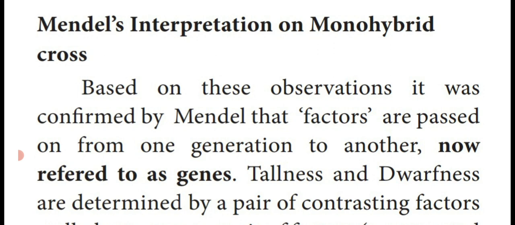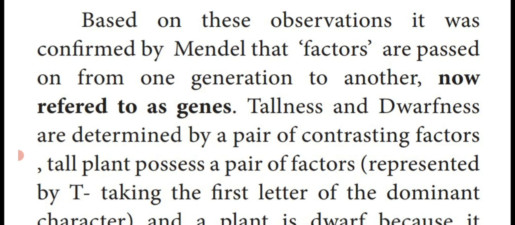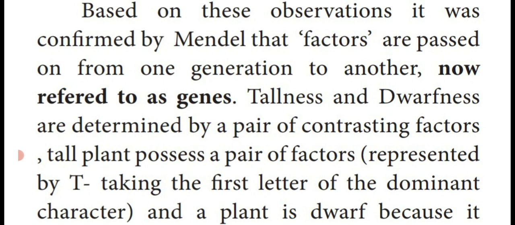Now these factors only known as genes. In the Mendel period, he has named as factor only, he didn't give the name genes. But in the modern genetics, the scientists, they have given the name as genes. These genes only are determining the height of a plant, whether it is tallness or dwarfness. So these tall and dwarfness are determined by the pair of contrasting factors which is present in the gene.